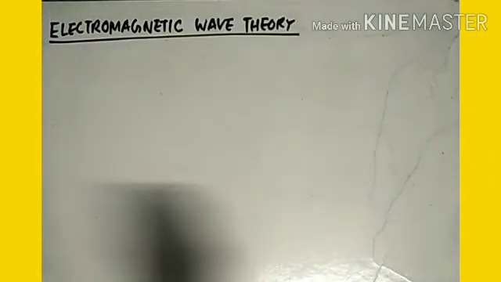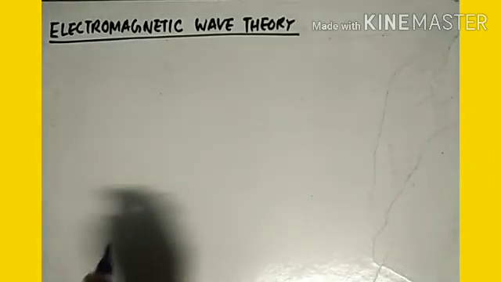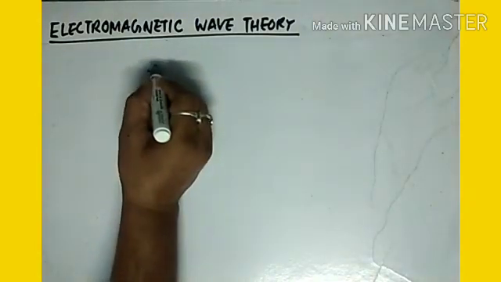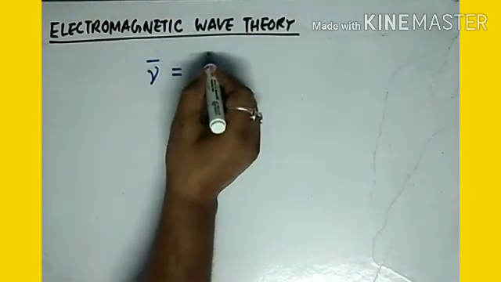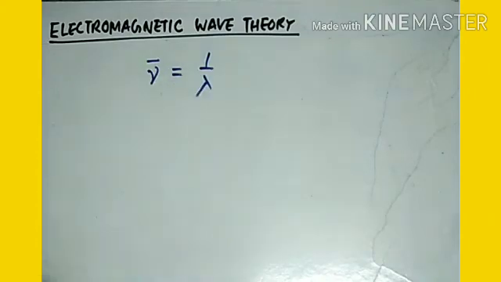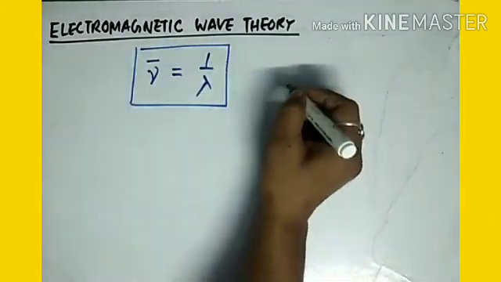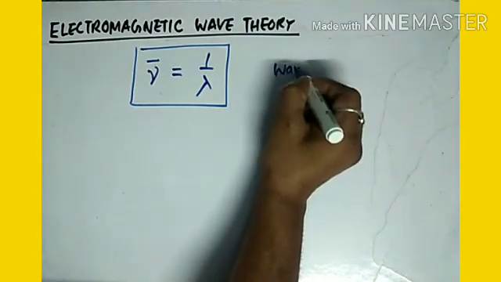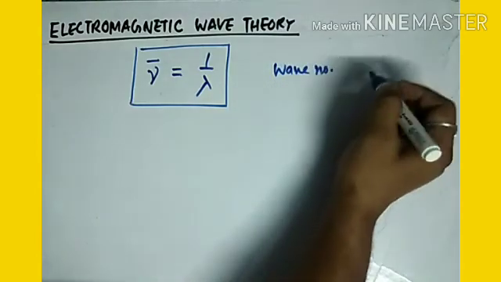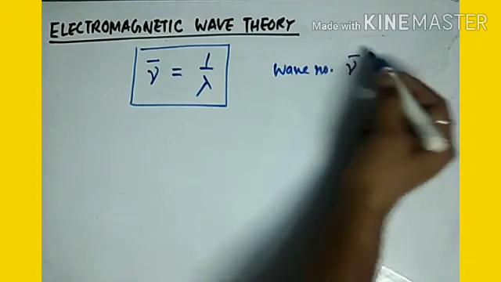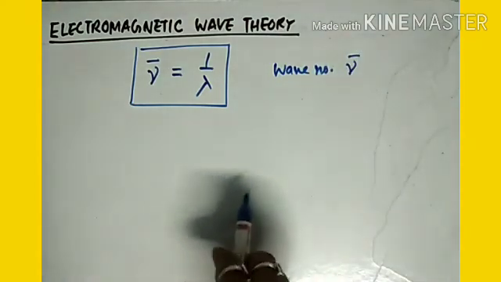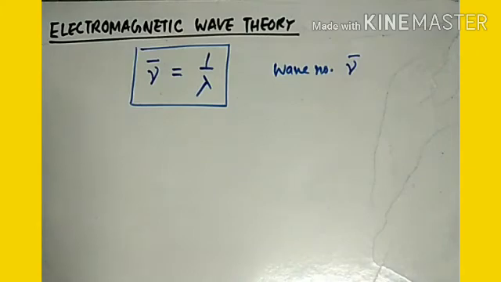Here one more formula is also there, which is called nu bar. Nu bar equals 1 upon lambda, right? So nu bar is the wave number, and the wave number nu bar is the reciprocal of what? Lambda, right? So it's a very easy thing, but you must keep it in your mind.